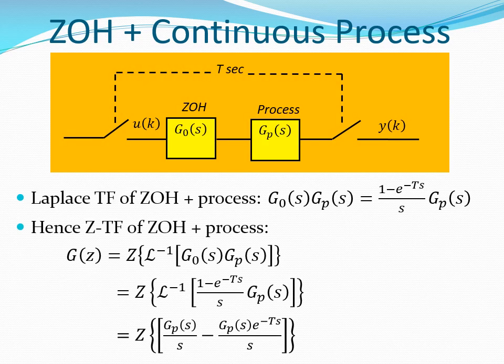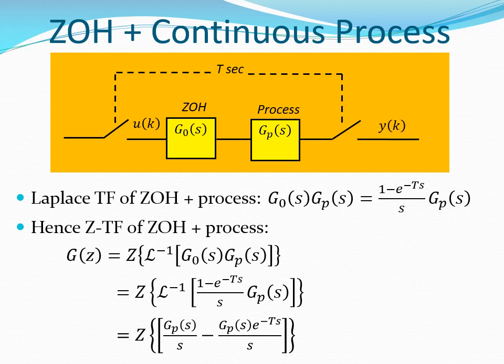In digital control systems, the process is preceded with a DAC. The purpose of the DAC is to convert the discrete signal from the controller into a continuous signal that will in turn be input into the process. The TF of the process is denoted as Gp(s). The TF of the DAC, which is a zero order hold DAC, is denoted as G0(s). We want to determine the relationship between the sampled output y(k) and the sampled input u(k).